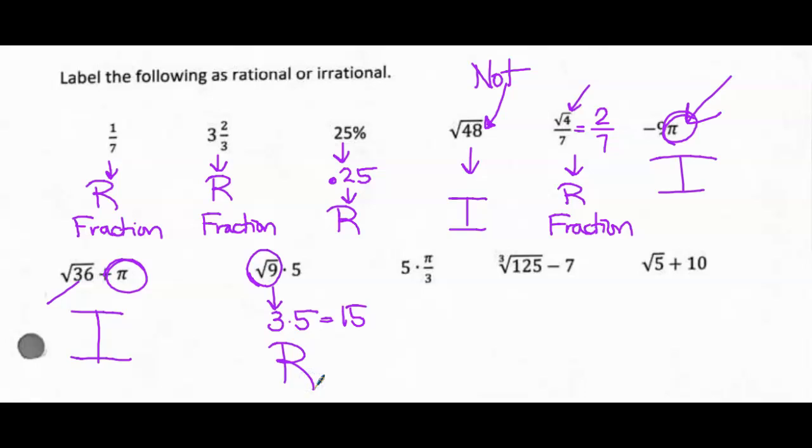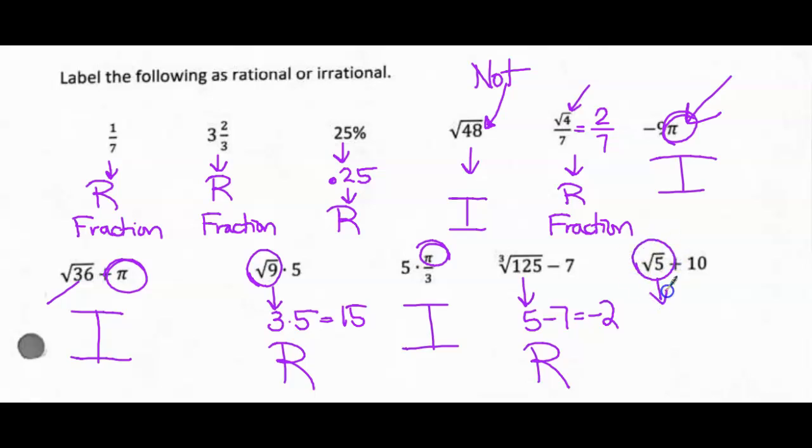What do you see in the next one? Hopefully you're catching on. This is pi. Pi is irrational. These last two you might need to put in your calculator. Cube root, last time. How do you find a cube root? You hit math, number 4. The cube root of 125 is 5. 5 minus 7 is an integer. This is rational. And the last one, square root of 5, that is not a perfect square. No matter what you're adding to 10, that will be irrational.